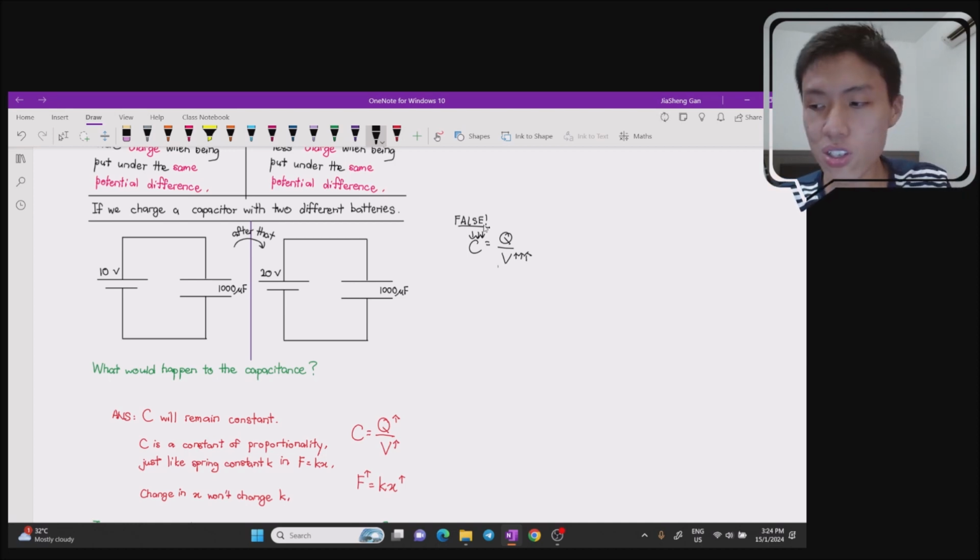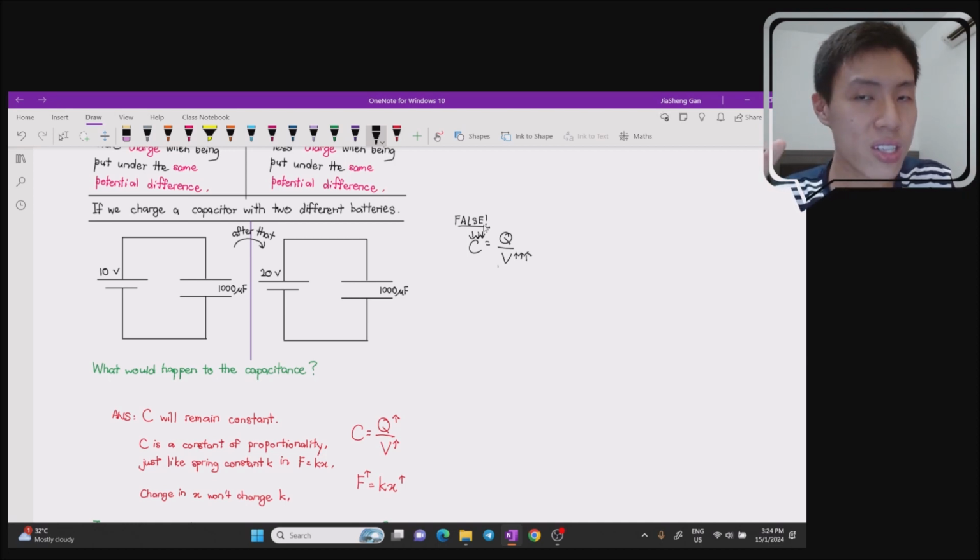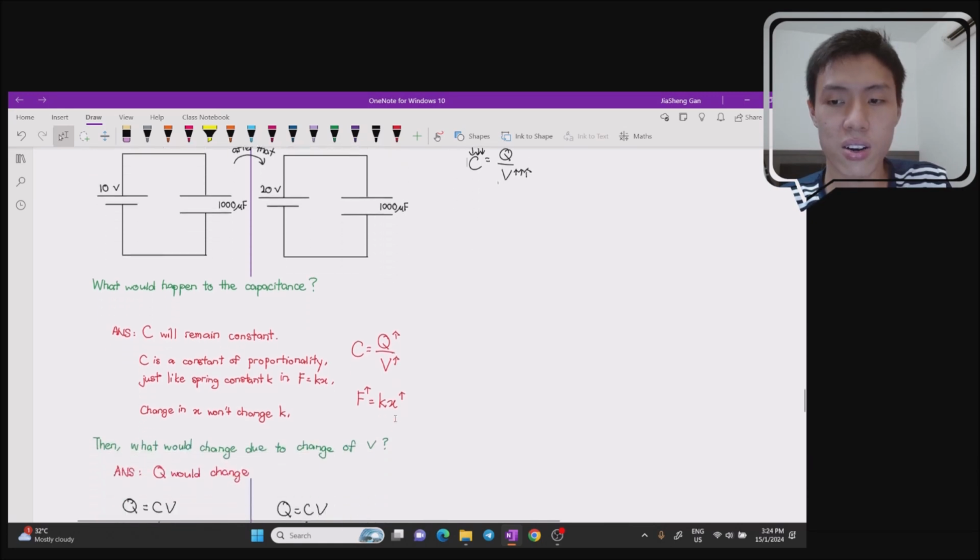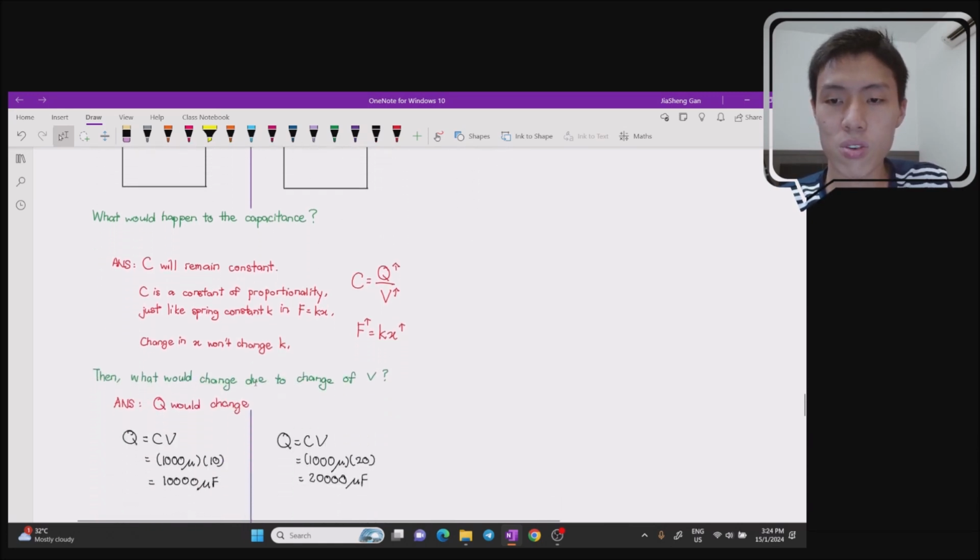Okay, so I hope you have a clear idea. The C usually doesn't change. The C is a constant. If you increase V, only the Q will increase together. Okay, so what would change due to the change of V? It's the Q that would change.